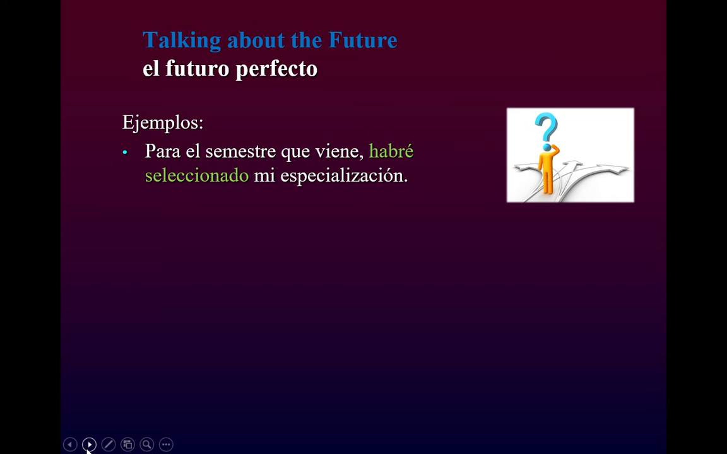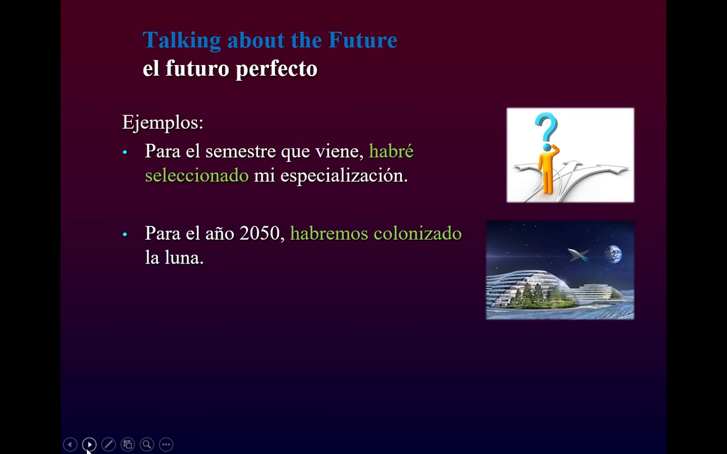Habré, there's the I will have, seleccionado, that's the past participle of seleccionar, to choose or select, and of course, especialización is major. So, para el semestre que viene, habré seleccionado mi especialización. I will have chosen my major. Muy bien. Para el año 2050, habremos colonizado la luna. By the year 2050, what does it say? We will have, that's the habremos, colonizado, colonized, there's your past participle, the moon. So maybe we'll have, by the year 2050, we will have colonized the moon.